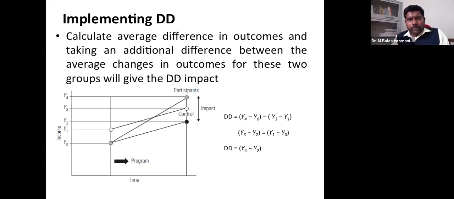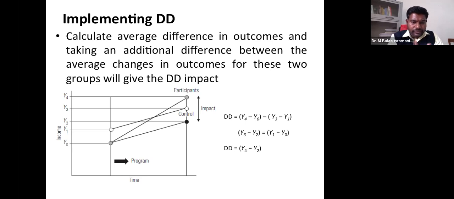So now, how to implement this double difference? What is meant by counterfactual, and how do we address this effect? That we are going to see. Here in the diagram, on the left-hand side, the income is our targeting objective. It may be the increase in the income level or yield level, whatever it is, on the y-axis. And on the x-axis it is written as the time factor.